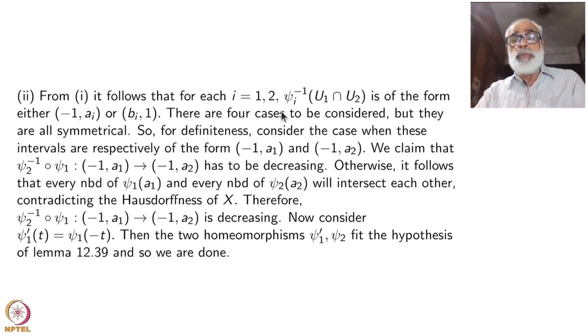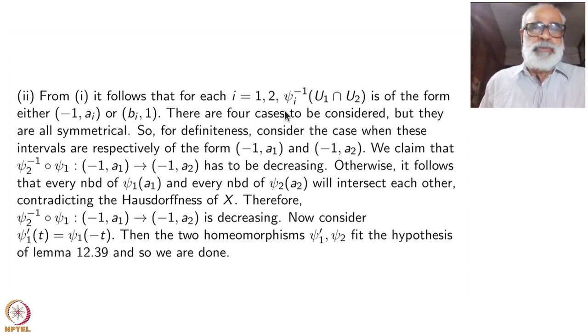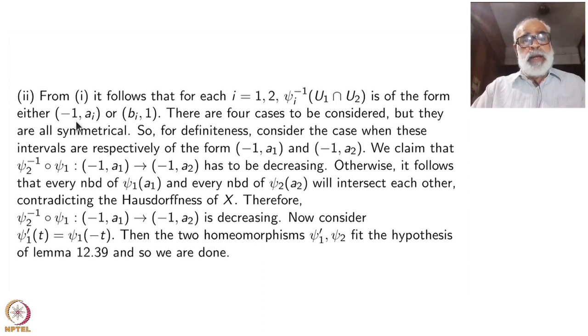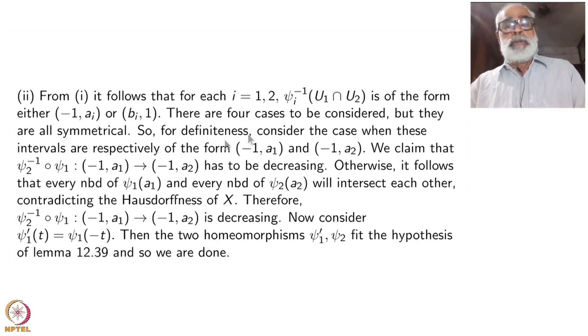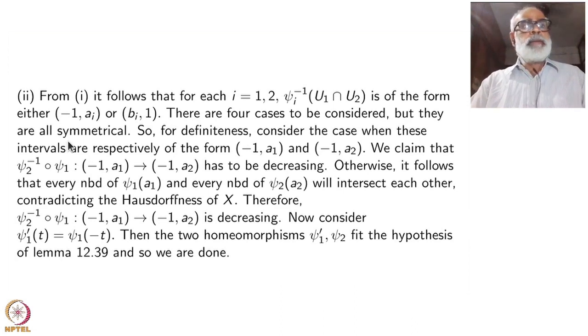Therefore, in both of them, because I can apply the same thing to psi 1, by symmetry the same thing should be true for psi 2 also. The conclusion, once you have done it for psi 1, there is this complete symmetry, 1 and 2 you can change, that's all. So here minus 1 to A1 and B1 to 1, and then the other case there also minus 1 to say A2 and B2 to 1. So these are four cases possible, you can take four cases to be considered, but they are all symmetrical.